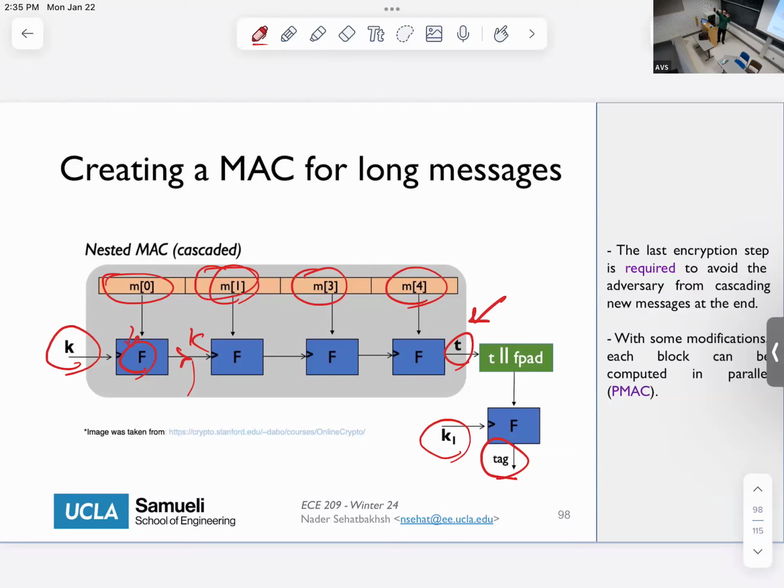If I just add another block to this, and then I keep doing it with the same key, the results would be the same. So the attacker can easily extend this attack. We will see it in your first computer assignment.